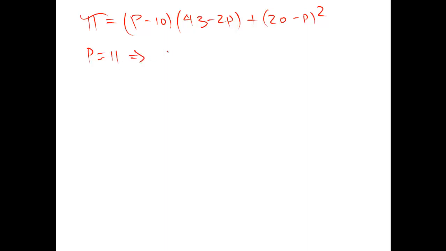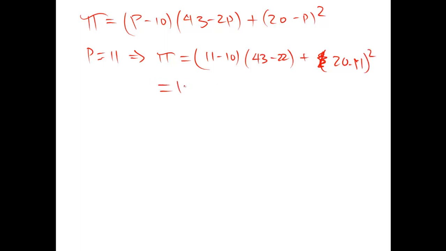Well, if the price is 11, what's profit? Then profit equals 11 minus 10, or 1, times 43 minus 2 times 11, or 22, so 43 minus 22, plus 20 minus 11 squared. So what's that equal to? That's equal to 1 times 21, plus 20 minus 11 is 9 squared. Or finally, what that equals is 81 plus 21, or 102. So 102 is bigger than 100, so we can declare some victory here.